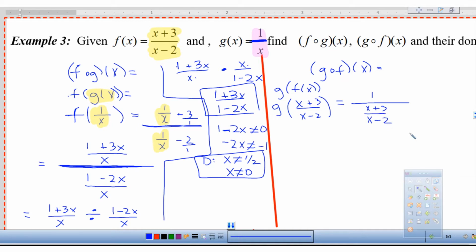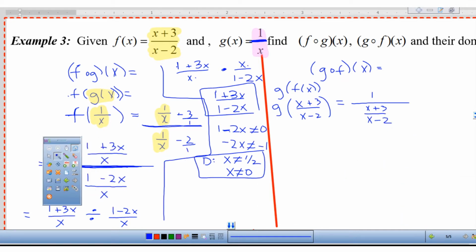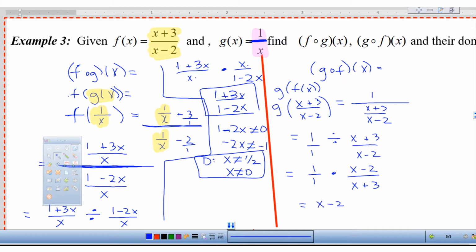Now this one's going to be easier because I don't have to get a common denominator. I'm ready to flip it. I'm ready to rewrite it right now. So this means 1 divided by (x plus 3) over (x minus 2). That 1 might freak you out a little bit. Just make it a fraction, then it should look totally okay. So that's 1 over 1 multiplied by, you always flip the second one upside down, so that's (x minus 2) over (x plus 3). On the top, 1 times x minus 2 is x minus 2. On the bottom, 1 times x plus 3 is x plus 3, and that's your answer.